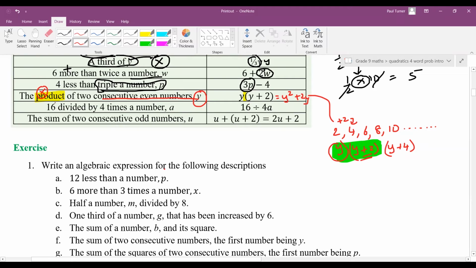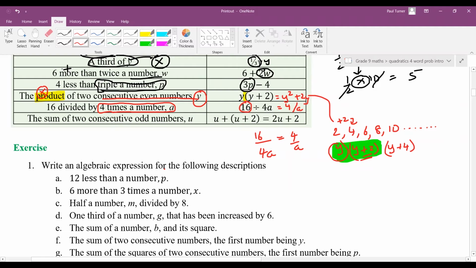Now this is 16 divided by 4 times the number A. 4 times a number. So if I don't give you the A, you have to make up something like X or Y or G or P or whatever. 4 times the number, I called it A. So 16 divided by 4A. So that's actually 16 on 4A, isn't it? Which is the same as 4 on A. So if you wanted to, you could simplify that to be 4 on A as well.